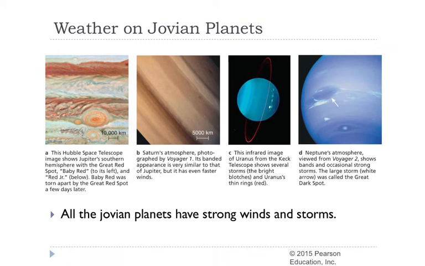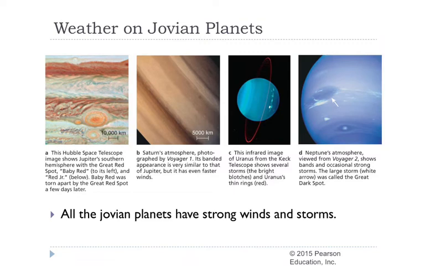So how is the weather on the Jovian planets? And when we talk about weather, we're talking about on the surface. So what type of activity is happening on the surface there and even into the atmosphere. And what we see is that there are very, very strong winds.